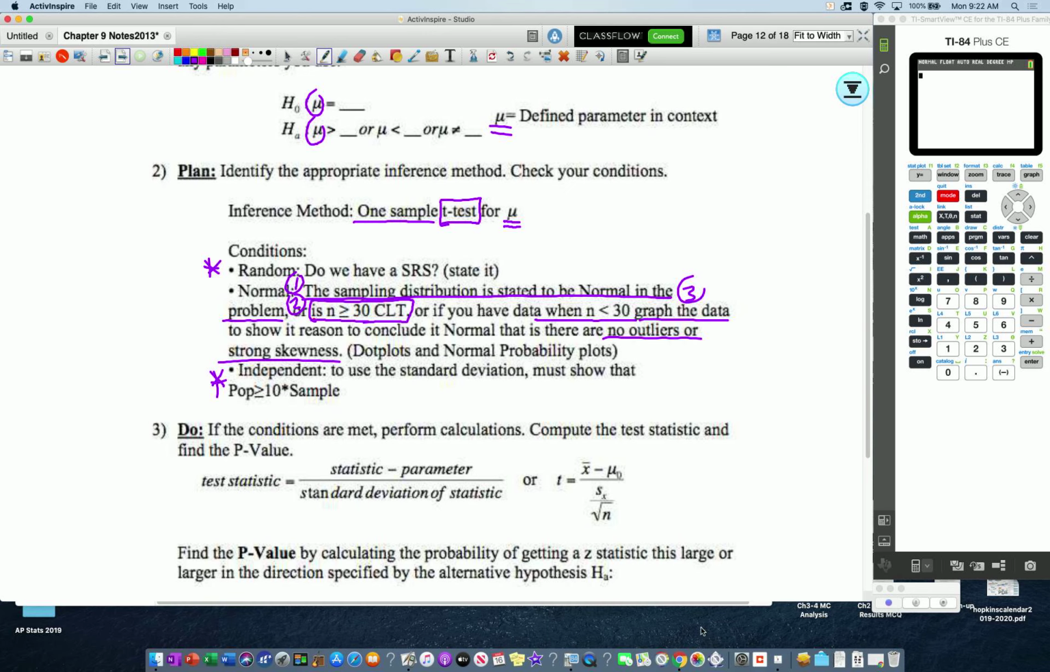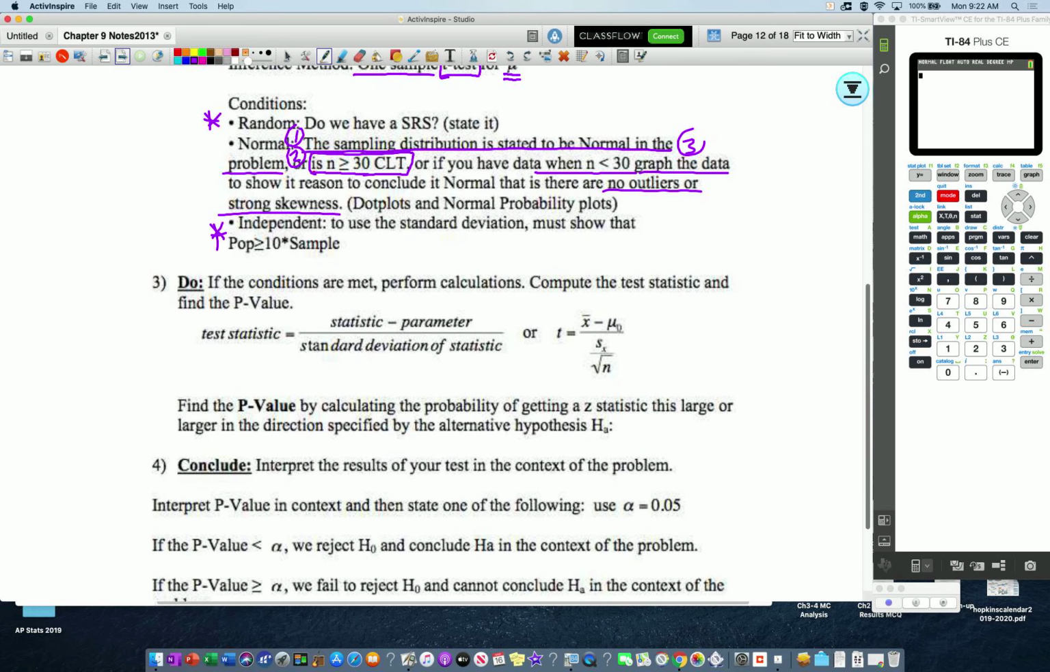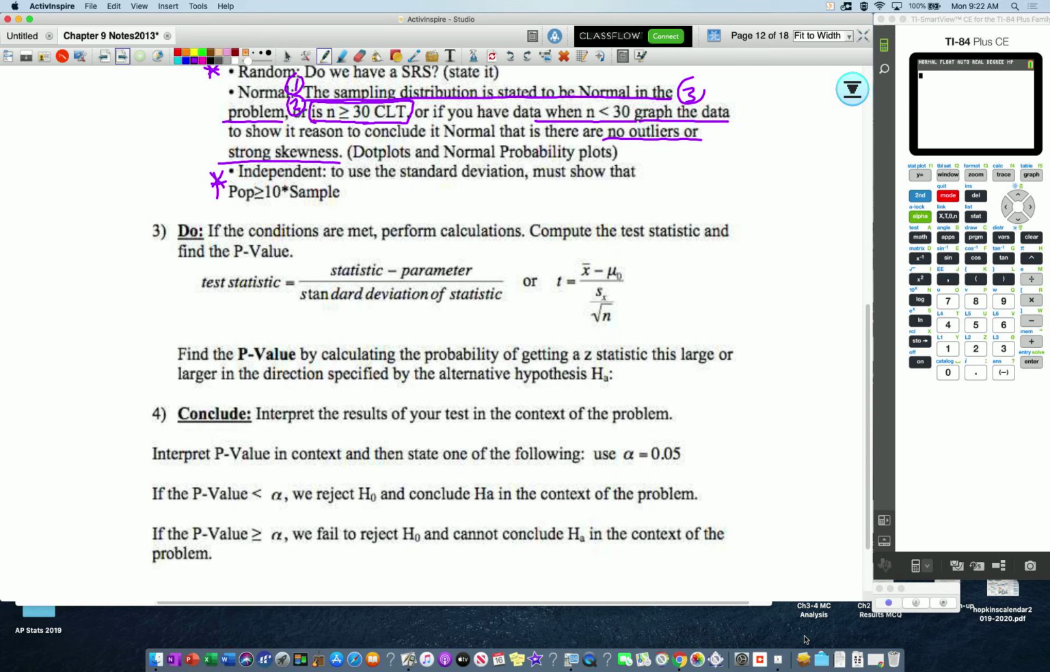All right, so now with the do part, we calculate a t statistic. With your t value and your test statistic, same thing here, except it's the standard deviation. In our case, it's going to be the standard deviation of our sample. I apologize. It is going to be of the statistic, but you're going to take your mean minus the mean of the null divided by the standard deviation of the statistic. So you're going to have to use the sample standard deviation.